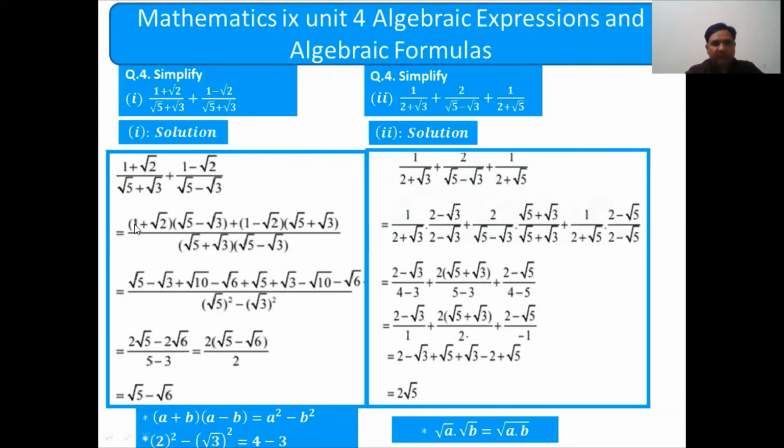So when we multiply 1 with square root of 5, we have square root of 5. When we multiply this one with minus square root of 3, we have minus square root of 3. When we multiply square root of 2 with square root of 5, we have to use this property: square root of a dot square root of b is equal to square root of a dot b. So here is 2 dot 5, which will be square root of 10. So square root of 2 multiplied with square root of 5 gives square root of 10.